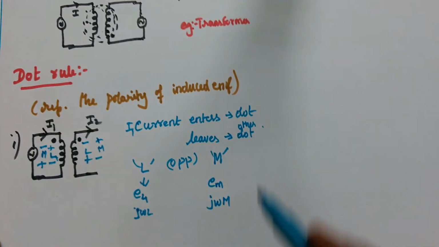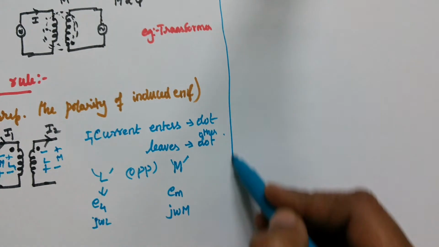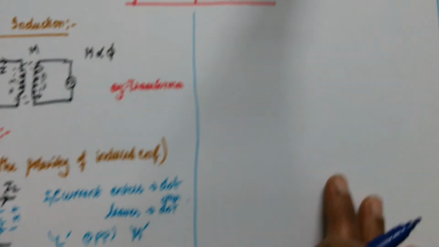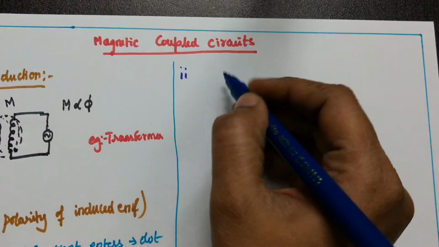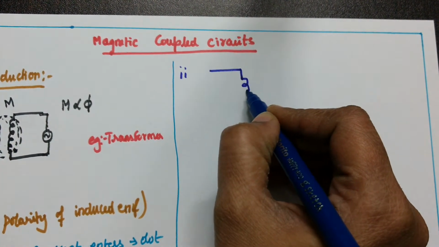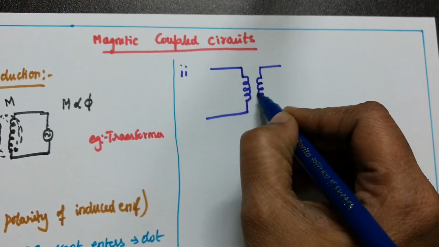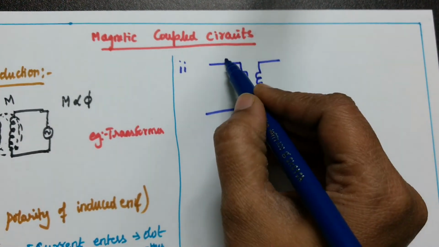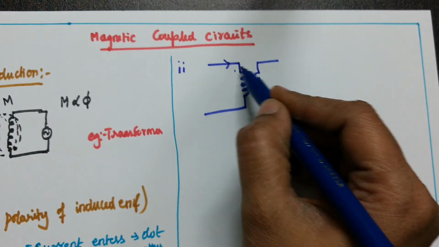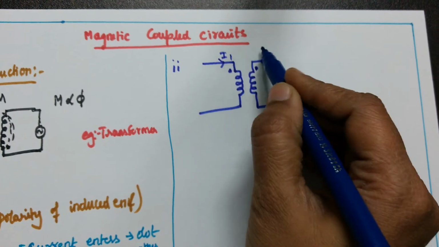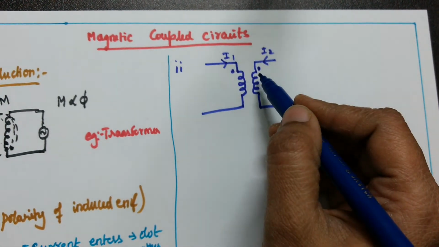And the second case is if both the currents enter at the dotted end, for the primary winding and also for the secondary winding.